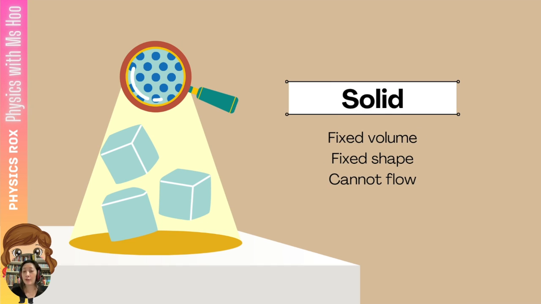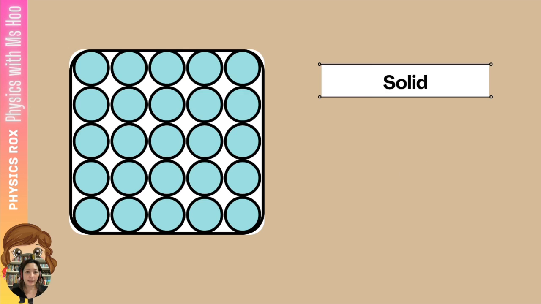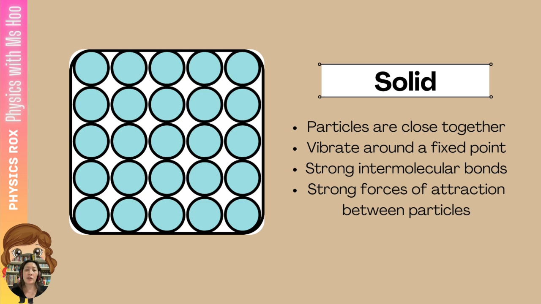As you already know, solids have a fixed volume, fixed shape, and they cannot flow. The properties of these solids can be easily explained by understanding the particle arrangement. This is a diagram that shows how the particle arrangement of a typical solid would be like. You can see from this diagram here, the particles are very close together. The particles also vibrate around a fixed point.